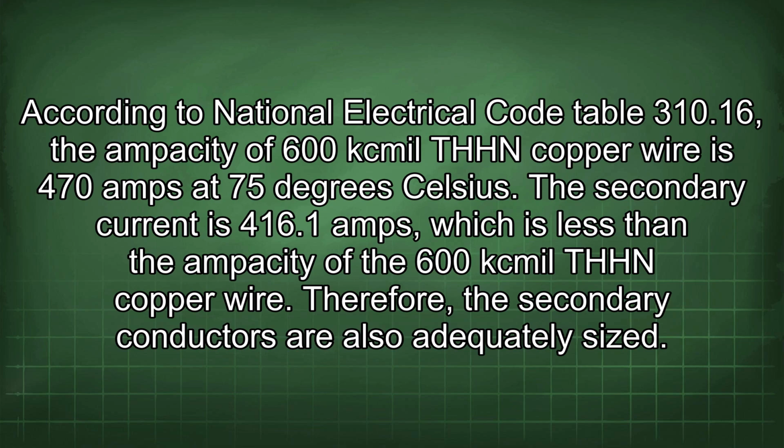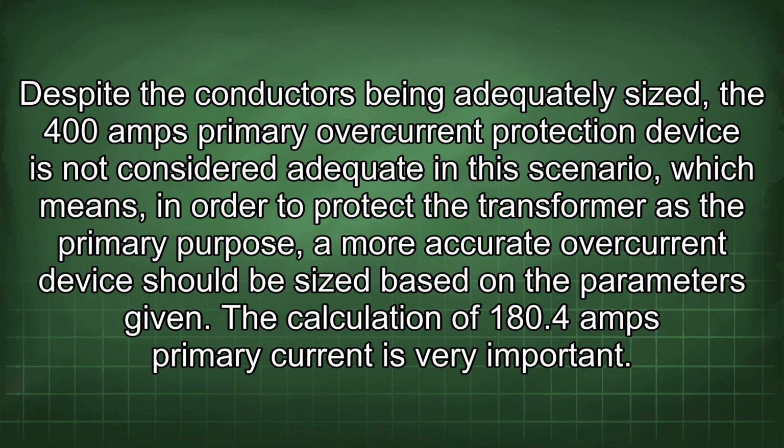According to National Electrical Code Table 310.16, the ampacity of 600 kcmil THHN copper wire is 470 amps at 75 degrees Celsius. The secondary current is 416.1 amps, which is less than the ampacity of the 600 kcmil THHN copper wire. Therefore, the secondary conductors are also adequately sized. Despite the conductors being adequately sized, the 400 amps primary overcurrent protection device is not considered adequate in this scenario, which means, in order to protect the transformer as the primary purpose, a more accurate overcurrent device should be sized based on the parameters given.